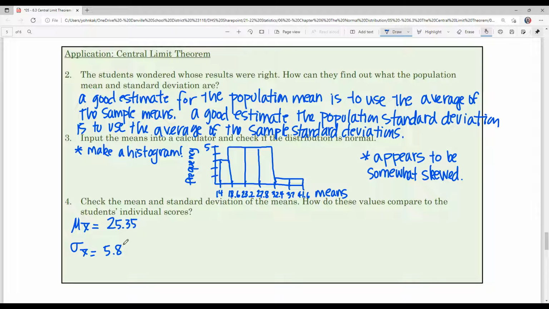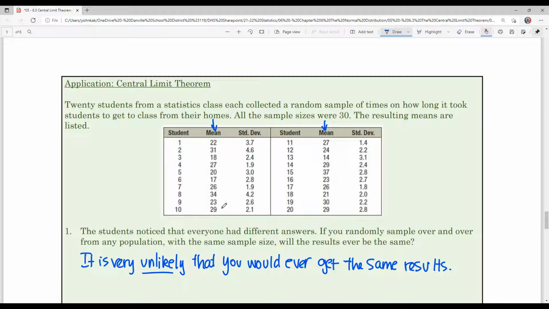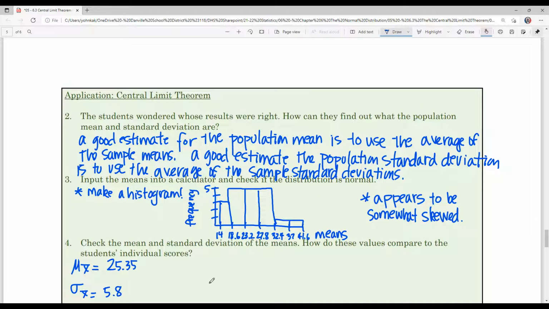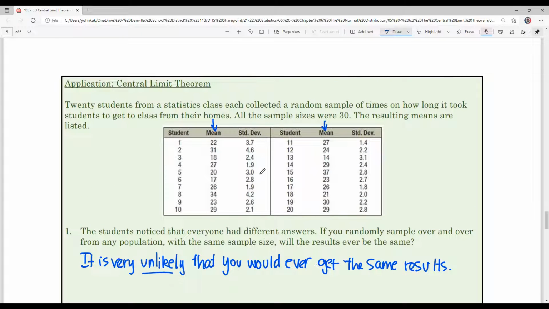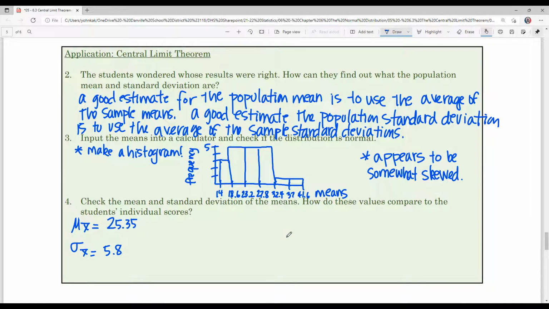And so if you compare them to individual scores, a mean of 25, well, that seems maybe to be consistent. But take a look at the standard deviation being 5.8. The standard deviation of 5.8 is greater than any standard deviation that we got. So that leads me to believe that this 5.8 is way larger than we got. And the 25.35 is fairly consistent with the values that we got when we collected the information.